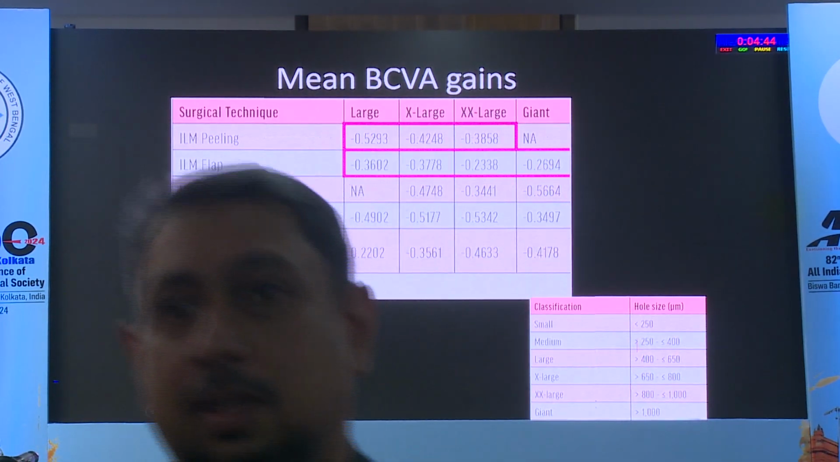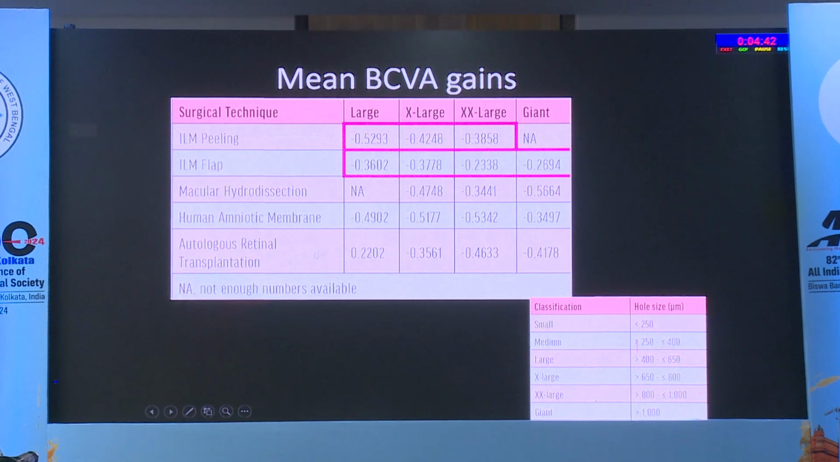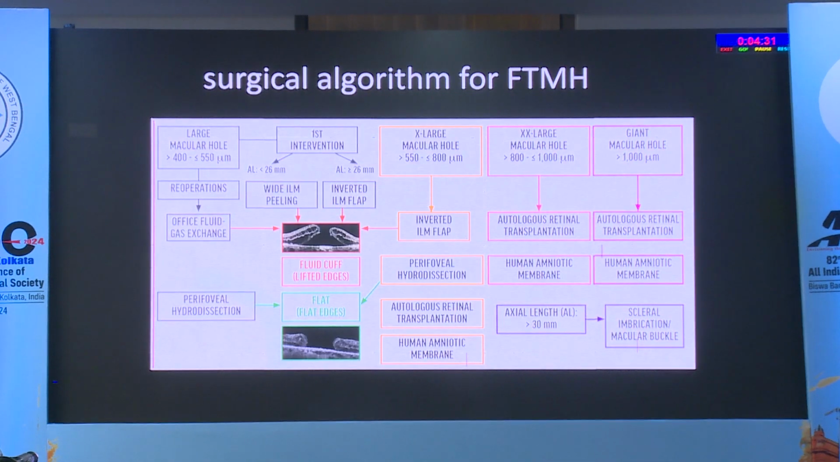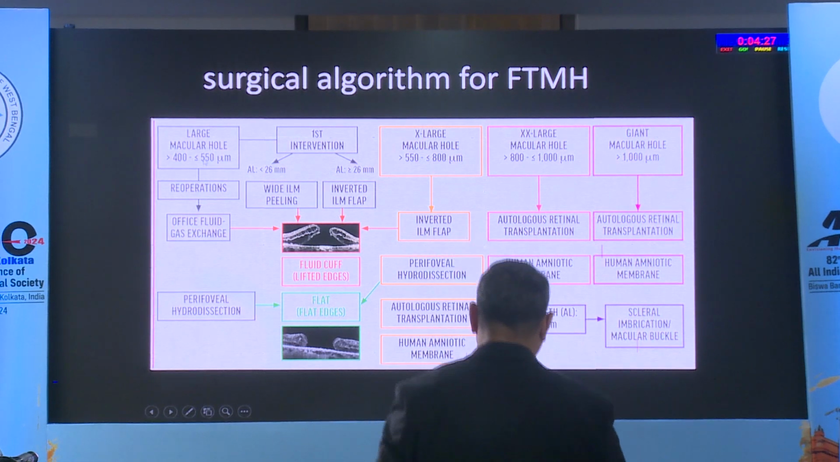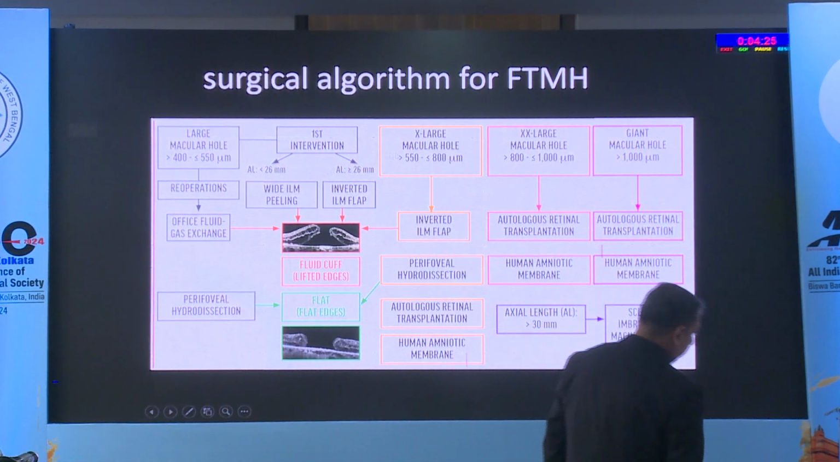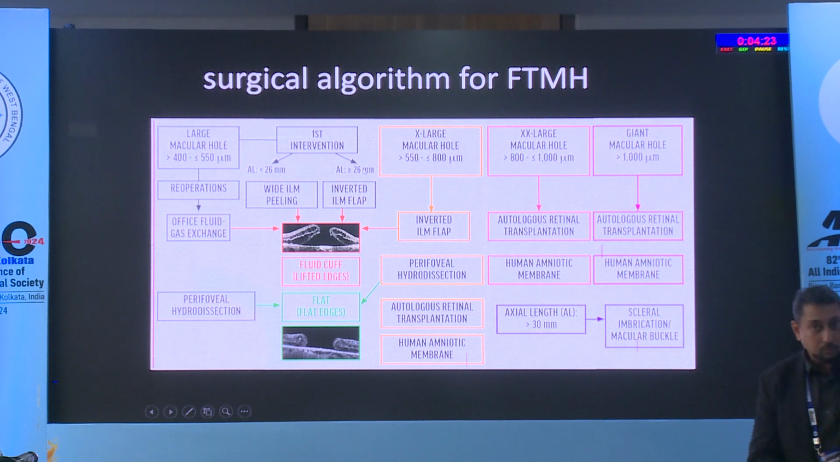As we know, things like human amniotic membrane and autologous retinal transplantation may give a good anatomical success. Sometimes the best corrected visual acuity may not be as good and the functional recovery may not be good, but you may get a good anatomical recovery. So, coming on to the surgical algorithm, when you see a case of a full thickness macular hole, what things are to be considered? One is the size of the hole, as I told. The other thing, you can consider the axial length. Then whether it is a first operation or a re-operation, one should see.